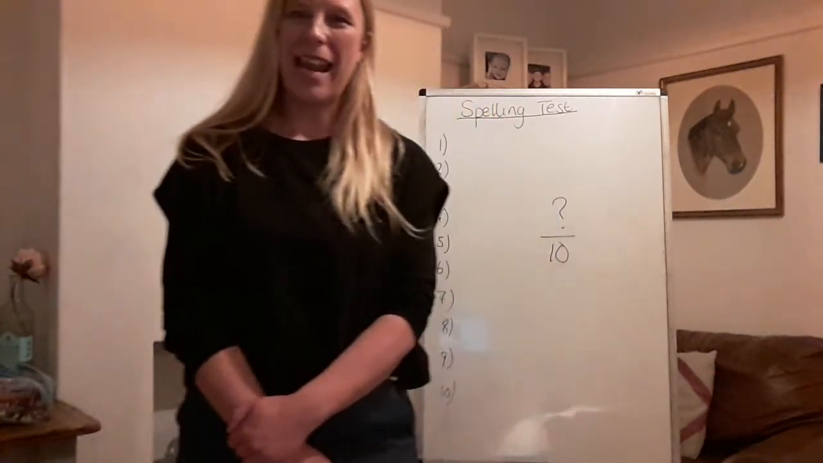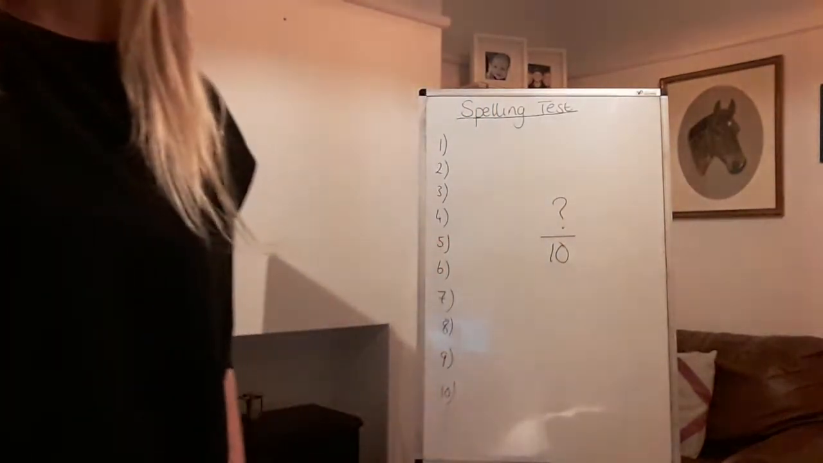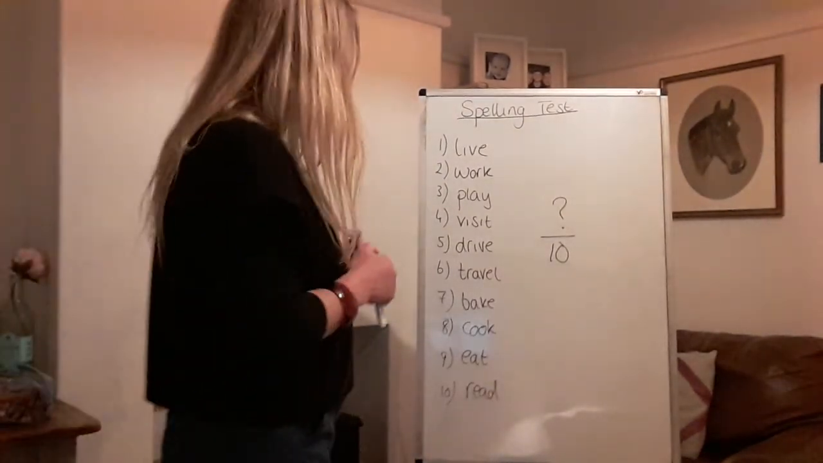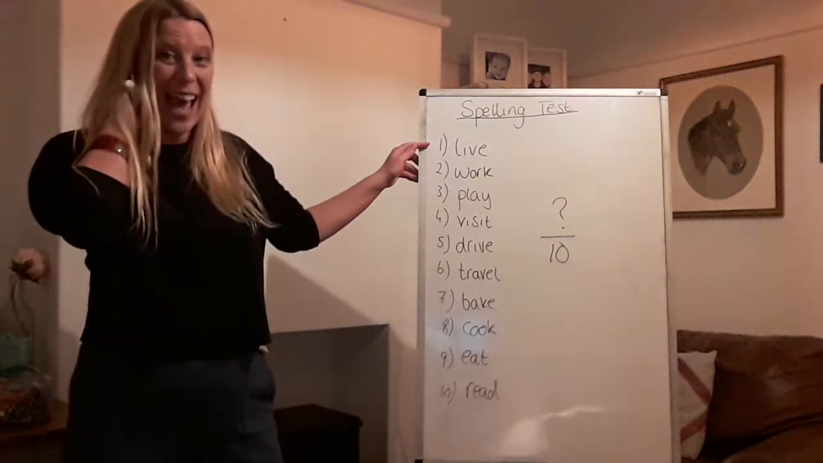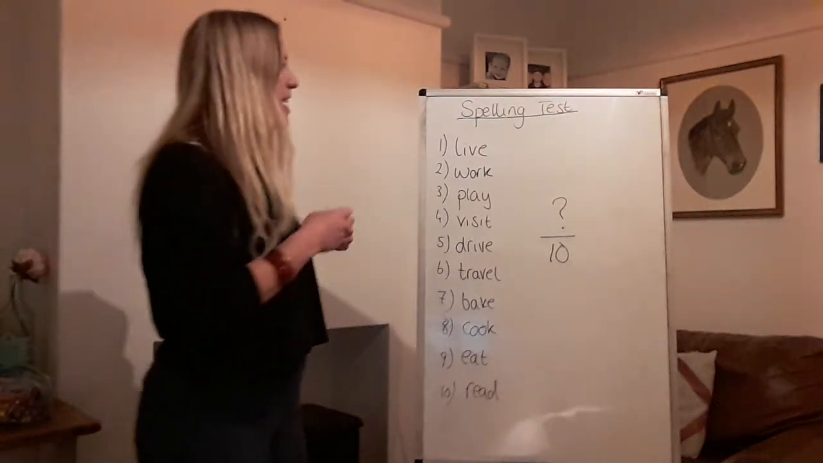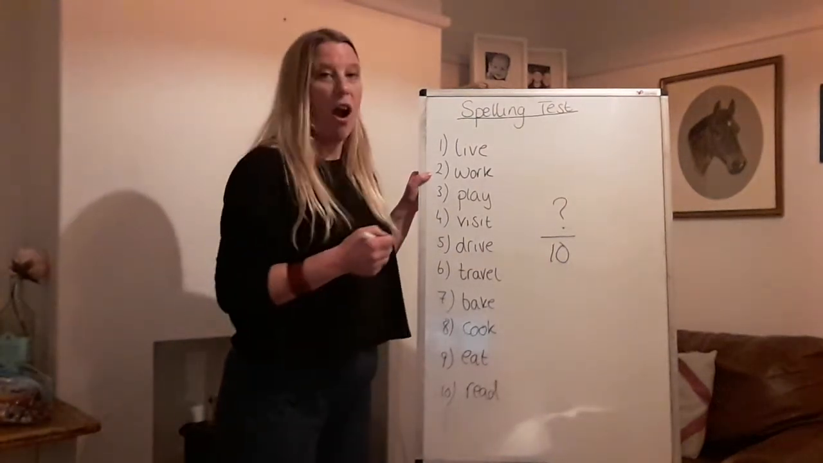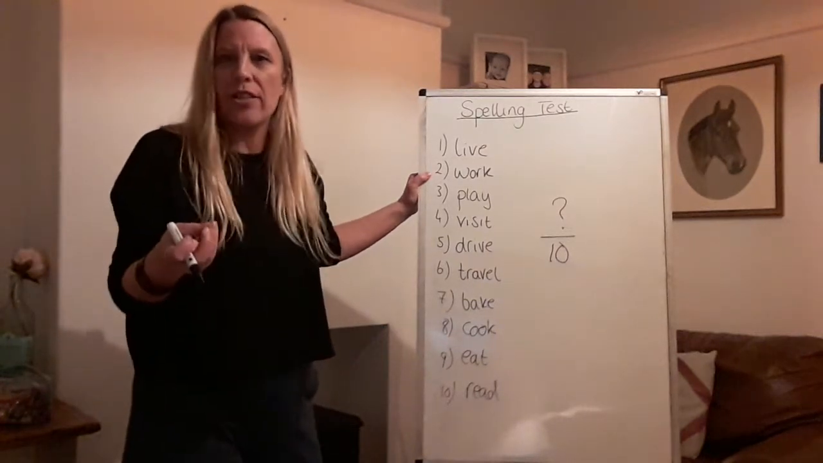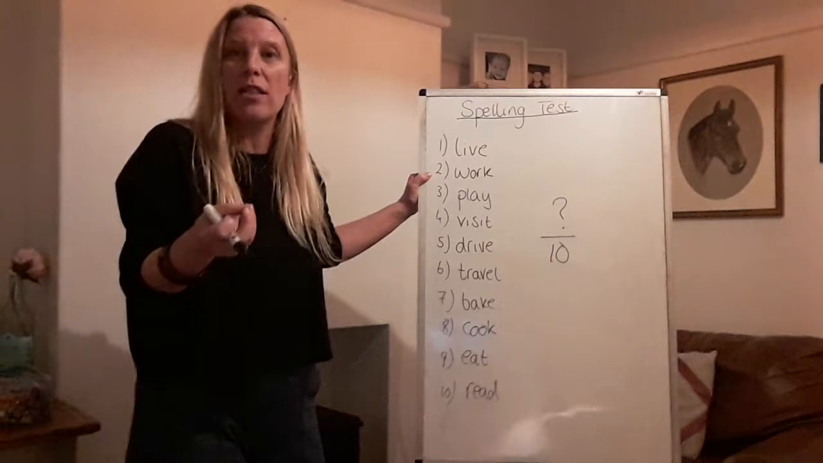Okay, that's your 10 spellings. I'm just going to pause and get them up on the board and then you can check how well you did. Okay, let's have a look at these and see how you did. So, number 1, live. L-I-V-E. Number 2, work. W-O-R-K. Work. Say the words with me. Pronounce these words with me.